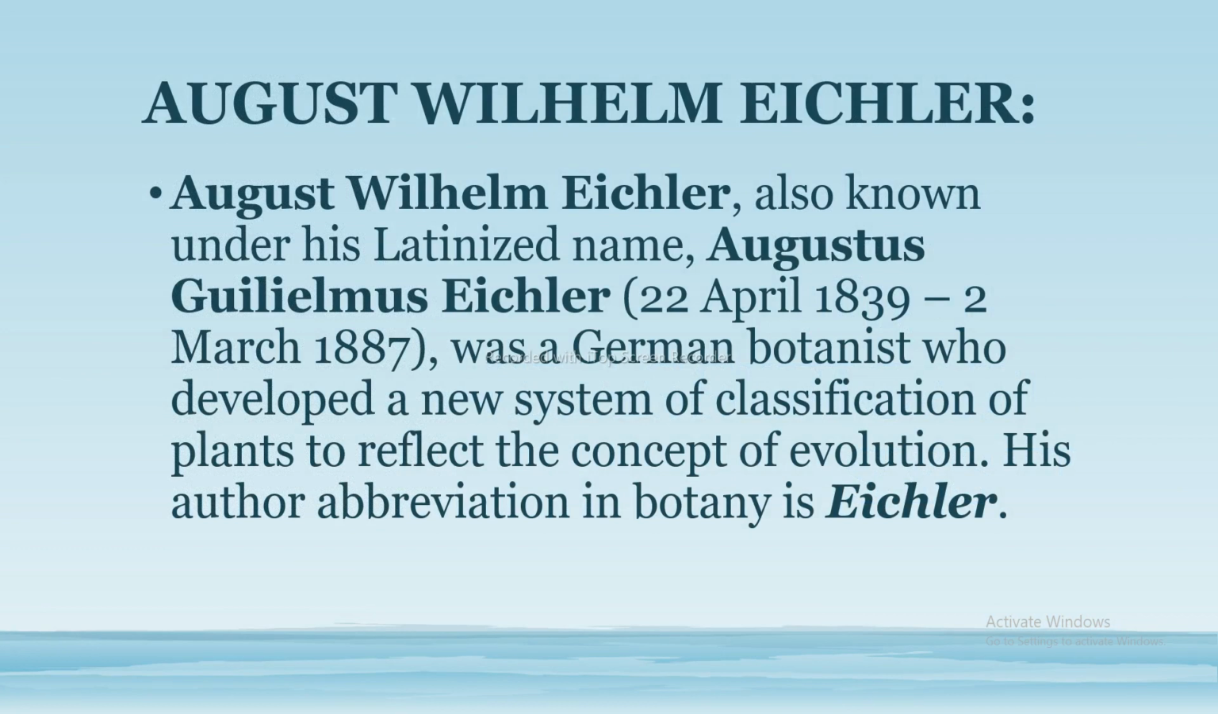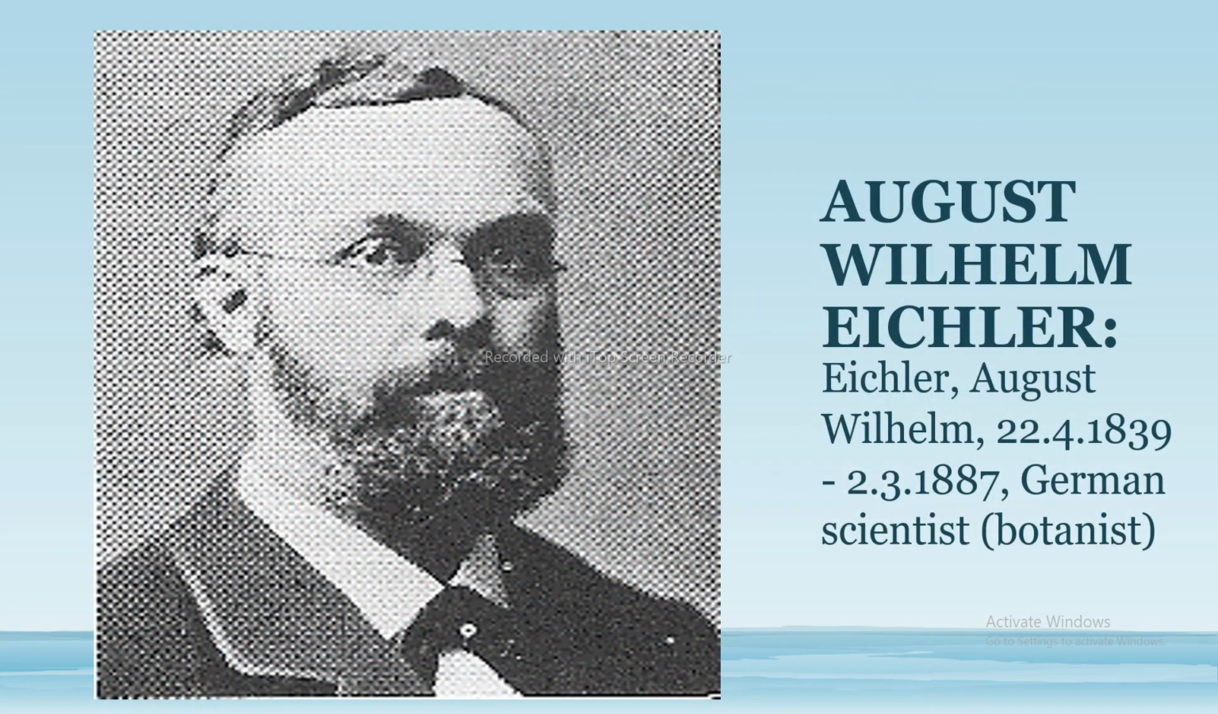August Wilhelm Eichler is also known under his Latinized name, Augustus Wilhelmus Eichler. He was born on the 22nd of April 1839 and died on the 2nd of March 1887. He was a German botanist who developed a new system of classification of plants to reflect the concept of evolution. His author abbreviation in botany is Eichler. He was a German scientist and botanist, as shown in the figure.